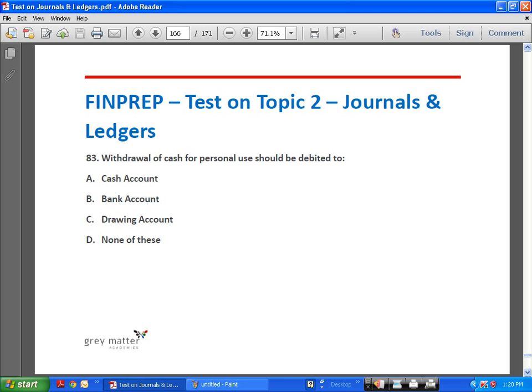Withdrawal of cash for personal use should be debited to drawings account. That is, drawings account represents transactions wherein the proprietor has either withdrawn cash or goods from the business for his personal use. So when he withdraws cash, drawings account has to be debited and cash goes out, so we have to credit cash. Withdrawal of cash from bank for personal use should be credited to the bank account. Drawings account will be debited and bank account will be credited.